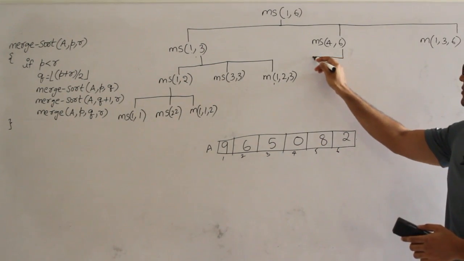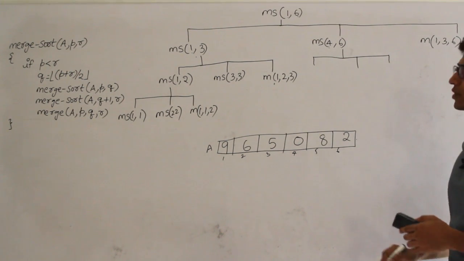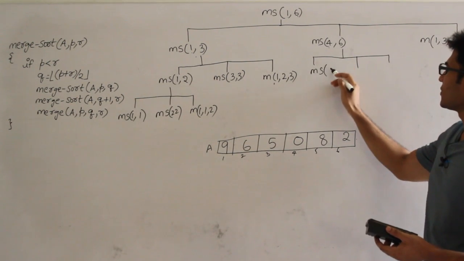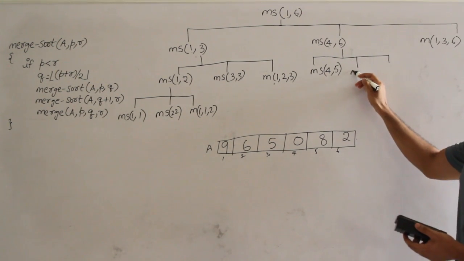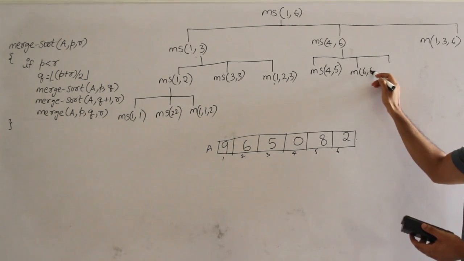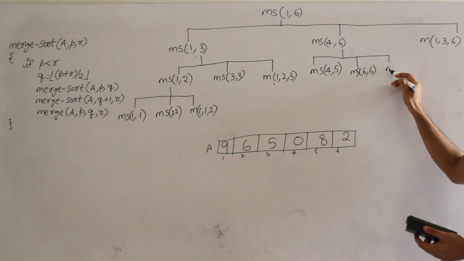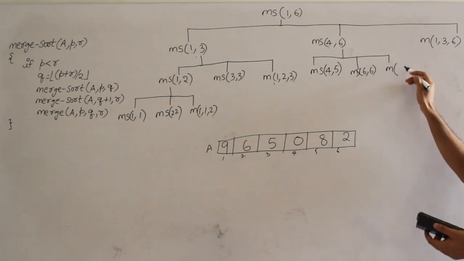Now what about this one? Find out the midpoint. What is the midpoint? 4 plus 6 by 2, which is nothing but 5, which means I have to do merge sort of 4 comma 5, and then I have to apply merge sort on 6 comma 6, isn't it? Why? Because it is already over. Then the 4 to 5 is sorted and then 6 to 6 is sorted. Therefore, you have to simply merge them.